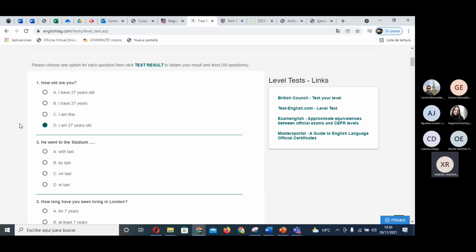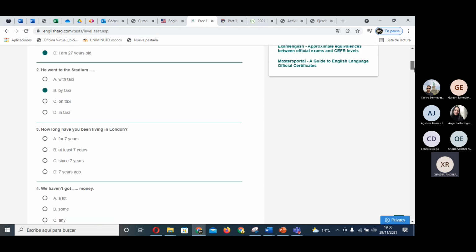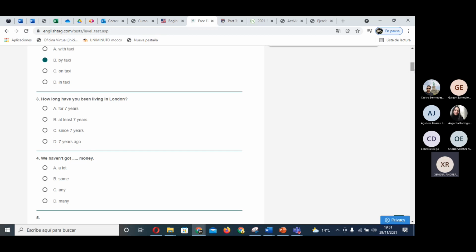Ajá. Okay, so by taxi. Excellent. He went to the stadium by taxi. When you talk about means of transportation, you use the preposition by. Very good. Number 3. Number 3.